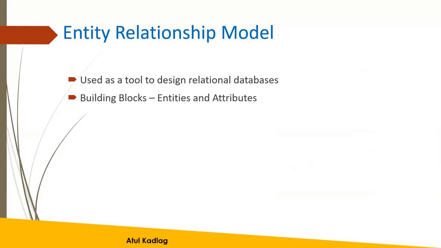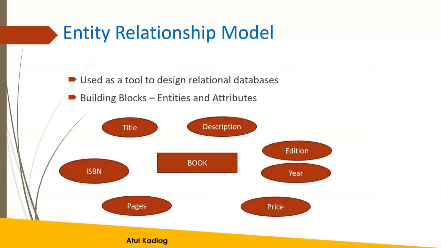Let's try to see the entity relationship model. This is a tool used to design relational databases, and it has two building blocks: entities and attributes. As an example of a library, we can say a book is an entity, and we can have different attributes: title, description, edition, year, price, pages, ISBN number. That is what is available, and it will be related like this.